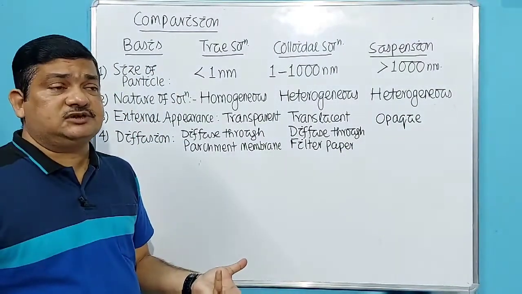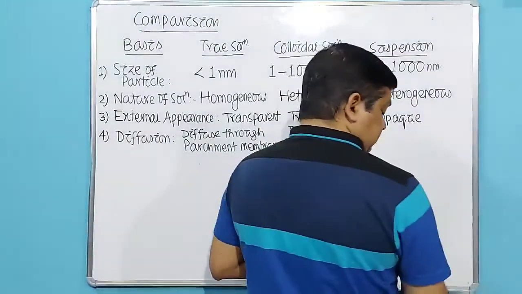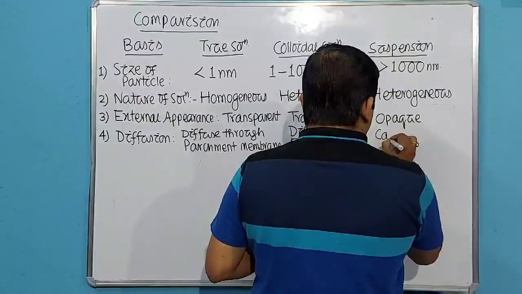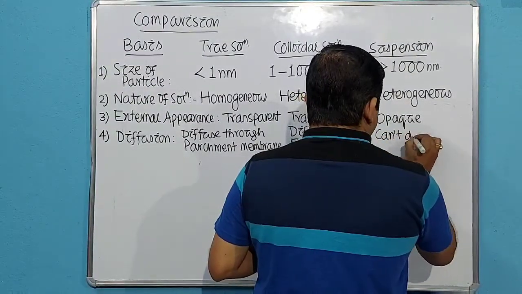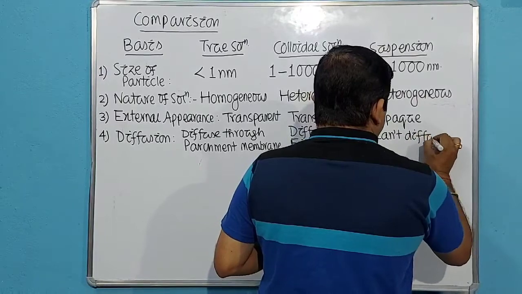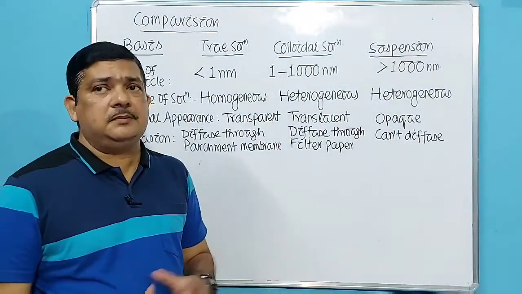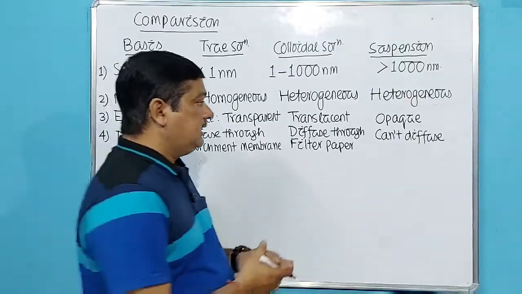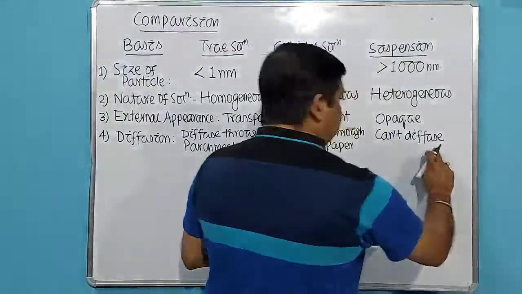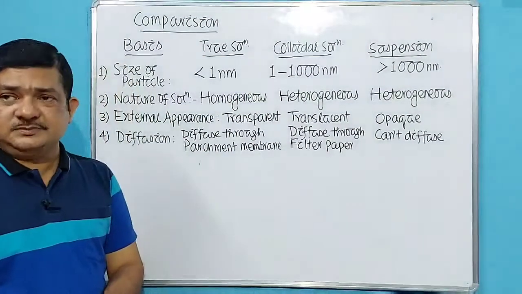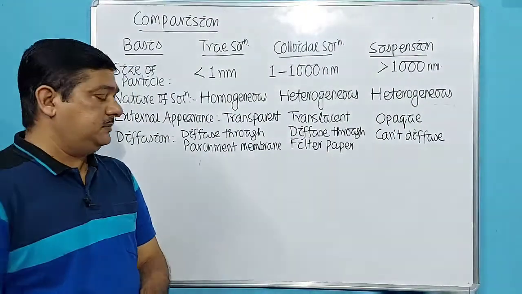Then due to bigger size of the suspension, they can't or do not diffuse, neither through parchment membrane nor through your filter paper. You have to write down neither through parchment membrane nor through filter paper.